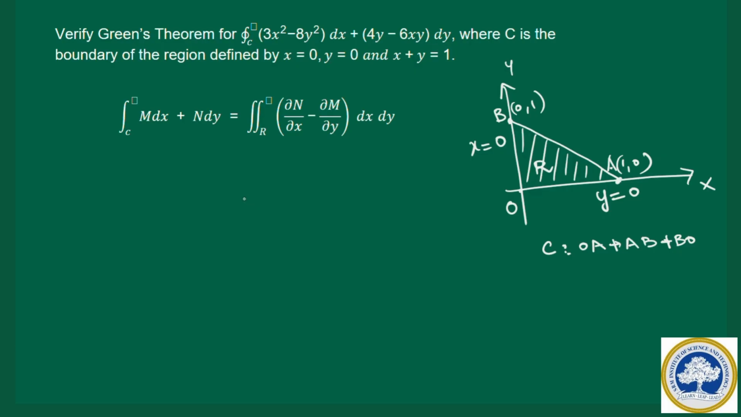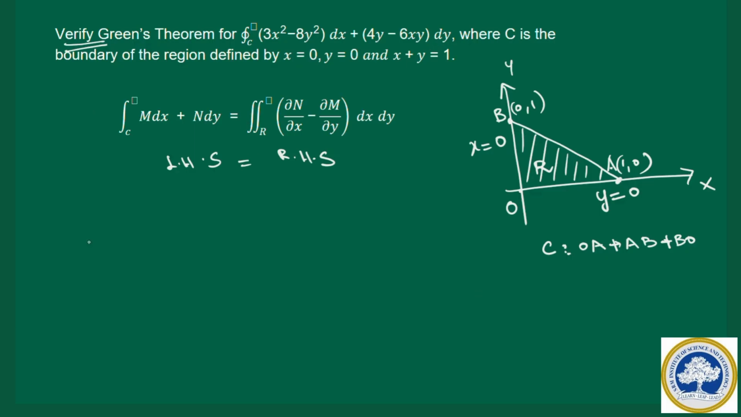Now based on this, we have to verify Green's theorem. What do we mean by verifying Green's theorem? Here this is the LHS part and this is the RHS part, left hand side and right hand side. First let us evaluate the LHS separately and the RHS separately, and finally we should show that both are the same. That is the meaning of verifying Green's theorem. So first let us start with the RHS part.